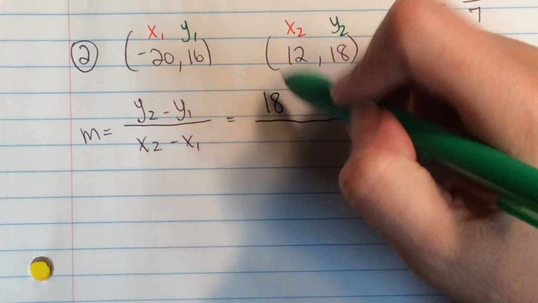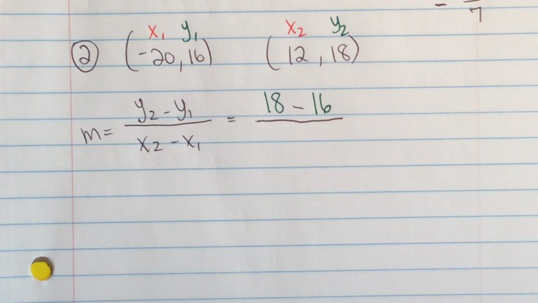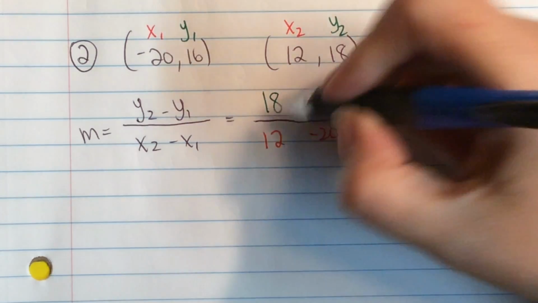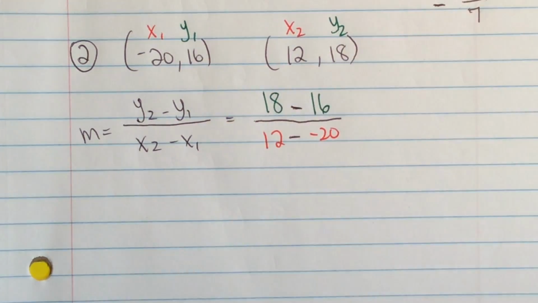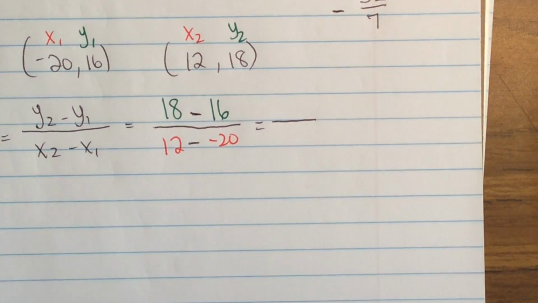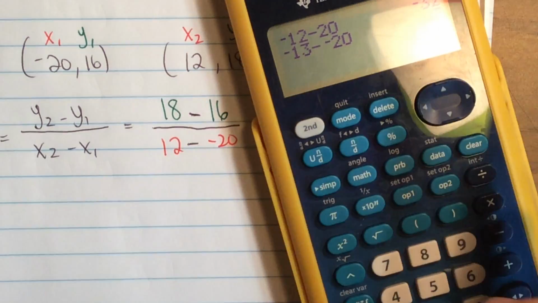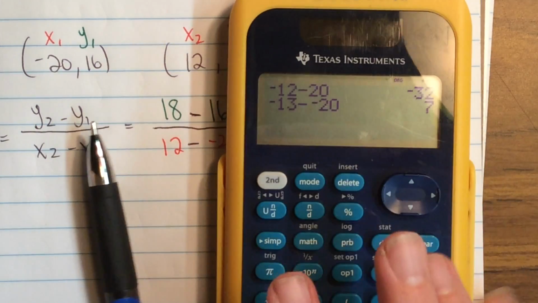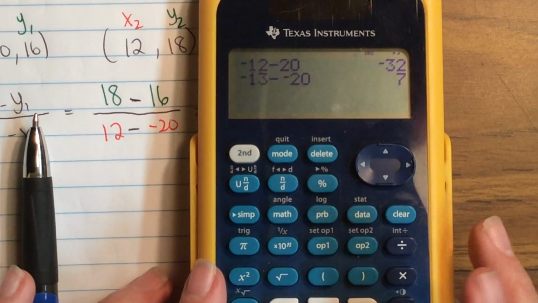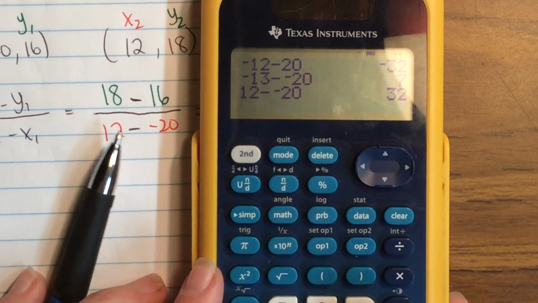So we got 18 and 16, and we're always subtracting. Okay. Then I got 12 and negative 20, and we're always subtracting. Well, the top one's really easy. 18 minus 16 is 2, and then the bottom one is also easy, but if you're not good at your integers, we'll do it in our calculator. So it's 12 minus negative 20, and it's positive 32.